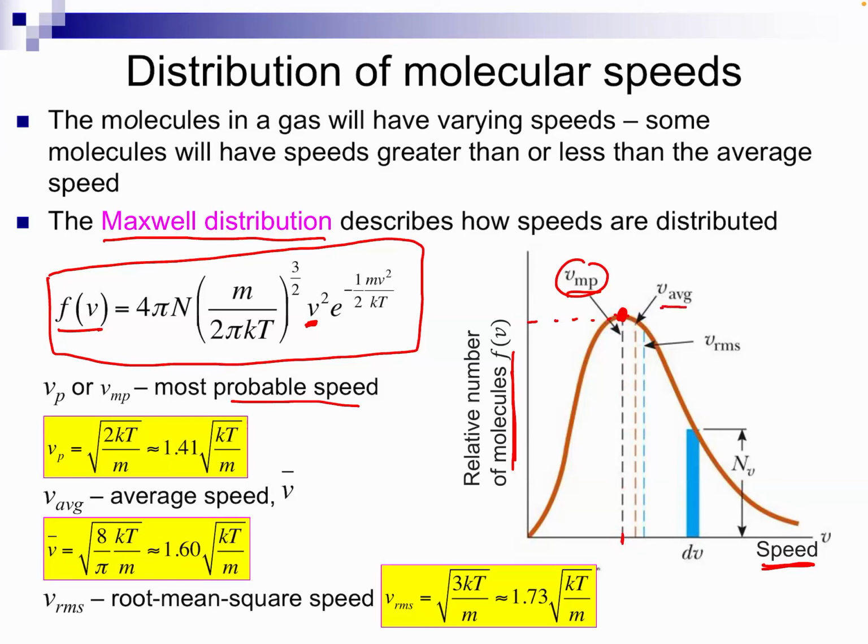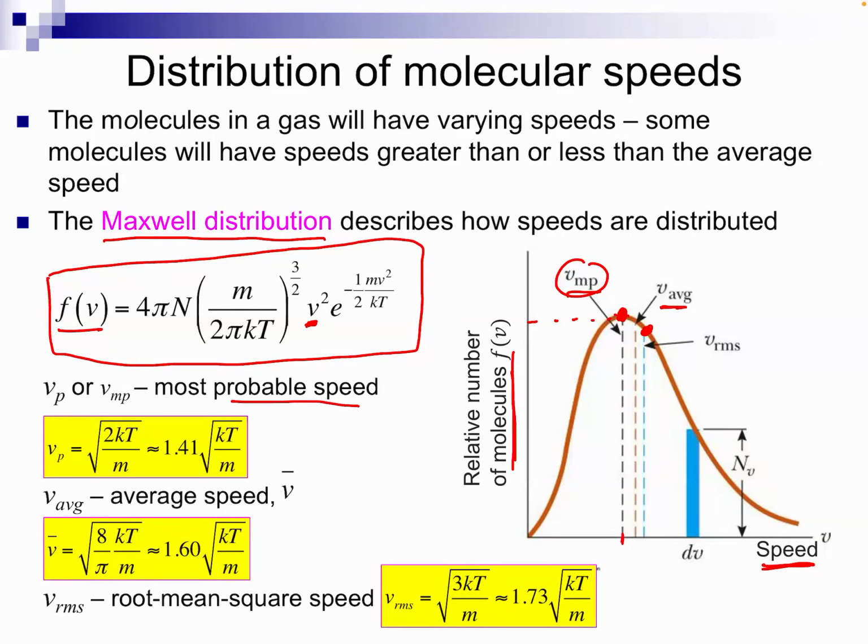V average is around here. It's how we calculated the average earlier: add up all the speeds and divide by the number of molecules. In relation to temperature, the average speed can be calculated using this equation. And for the RMS speed, you can pick up from this graph the number of molecules whose speed is equal to the RMS speed, which is calculated as we've seen earlier from this equation here.